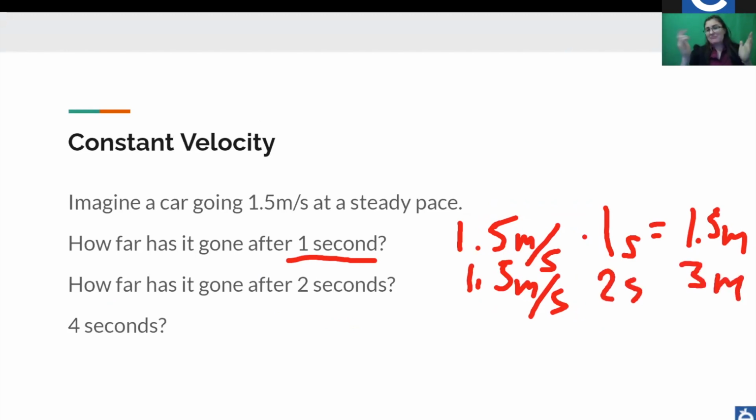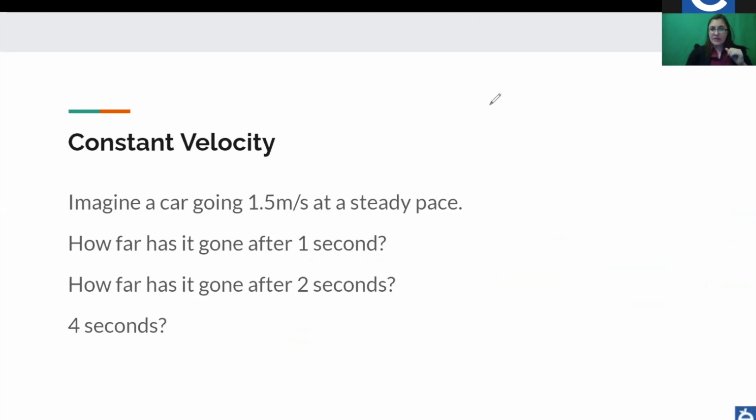3 meters, pretty easy. 4 seconds, 1.5 times 4 is going to be 6 seconds. This is traveling at a constant velocity. Let's go ahead and add some more math to it.